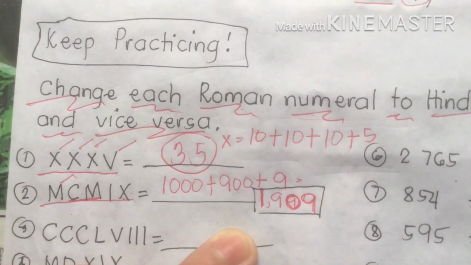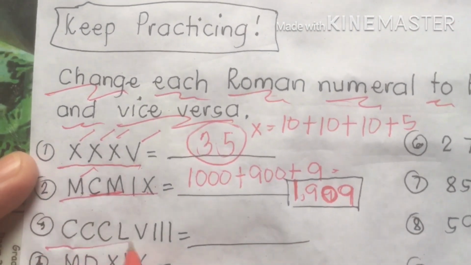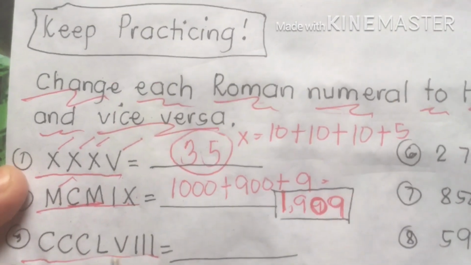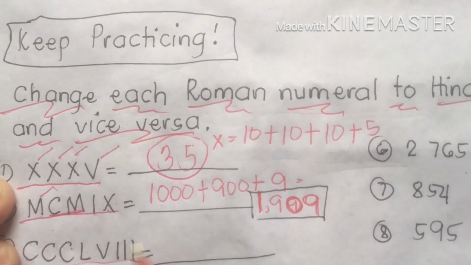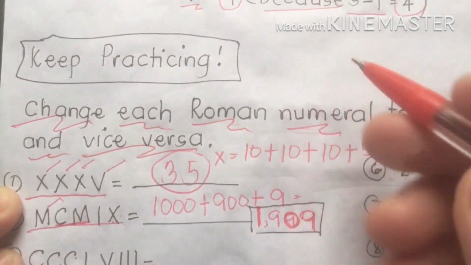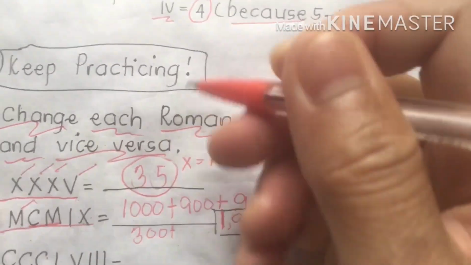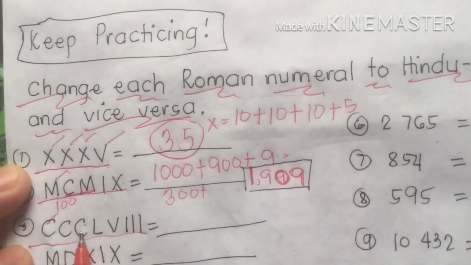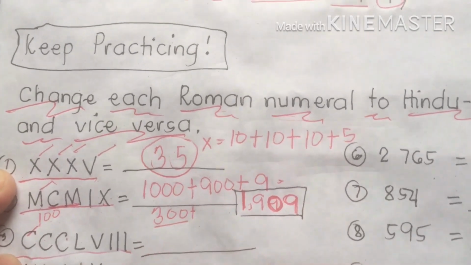1909. That's for number 2. Next, number 3, we have triple C, L, and V. So we have here triple C, remember, C is 100, so we have 300. Okay, I'm going to write here 300 plus this one is 100. Since we have 3 Cs, 100 plus 100 plus 100, we got 300 plus.